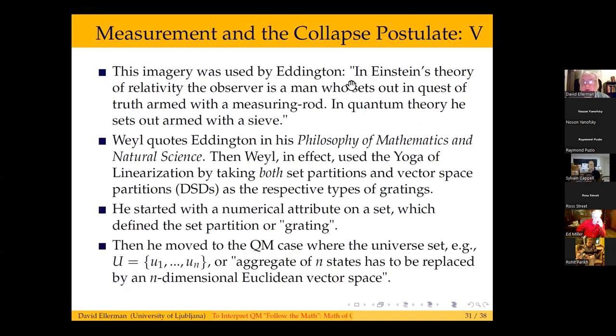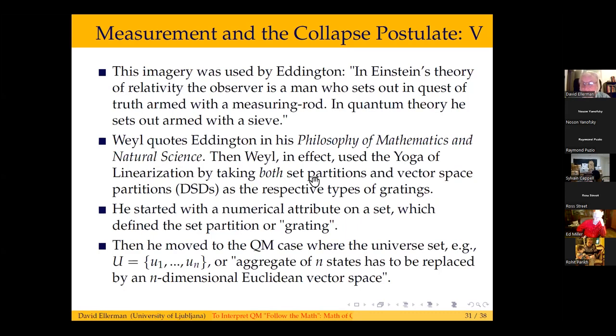It was used by Eddington, who said, in Einstein's theory of relativity, the observer is a man who sets out in quest of truth armed with a measuring rod. In quantum theory, he sets out armed with a sieve. And so Hermann Weyl picked up on this in his Philosophy of Mathematics and Natural Science. And this is all in one of the appendices in Weyl's book. So he quotes Eddington and picks up on the sieve thing, which he calls a grating. And then he uses, in effect, this yoga of linearization, which I said is part of the mathematical folklore.